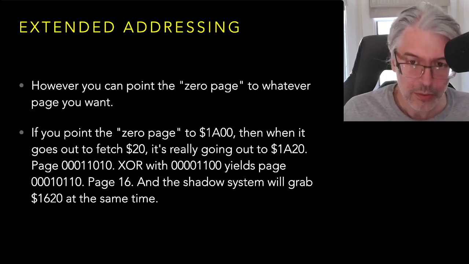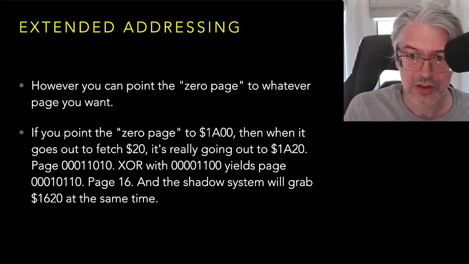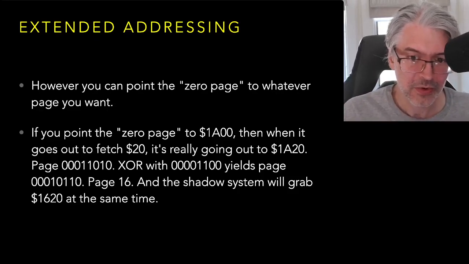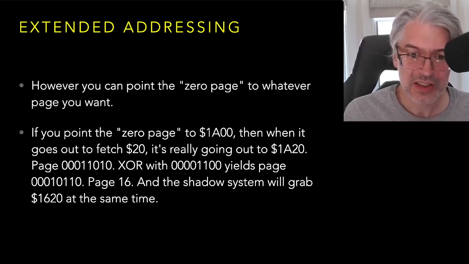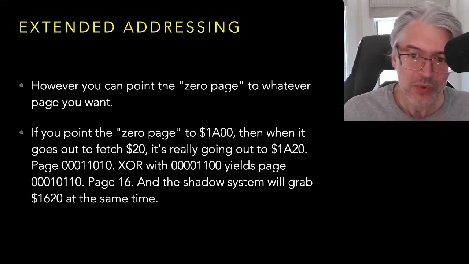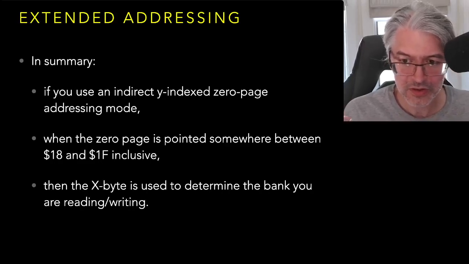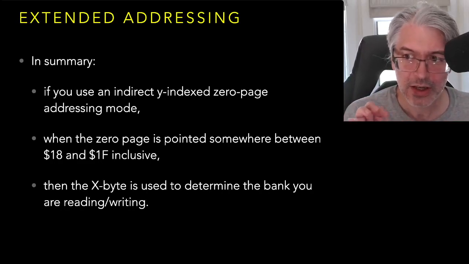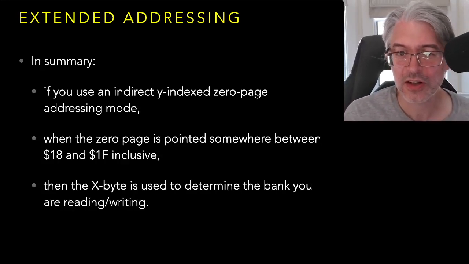And the thing is, you can point the 0 page to somewhere other than 0, right? So if you point the 0 page to 1800, it's going to pull in 1820 when it asks for 20, right? Because when you ask for 20, it's going to pull in 1800. And then when you pull in 1820, it's going to also pull in 1620, because that's 1820 EOR C100. So the shadow system grabs 1620 at the same time, and so it has access to all of these things at once, and so it can use that implicitly grabbed byte to hold the bank that it's going to head.